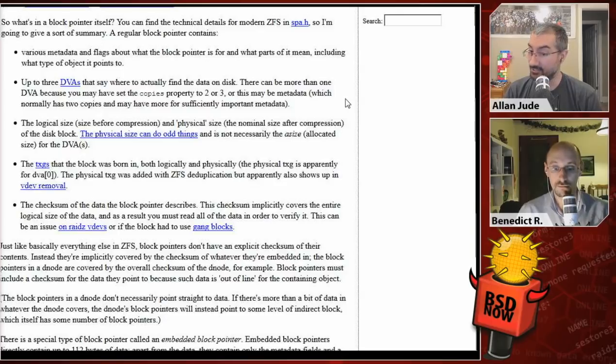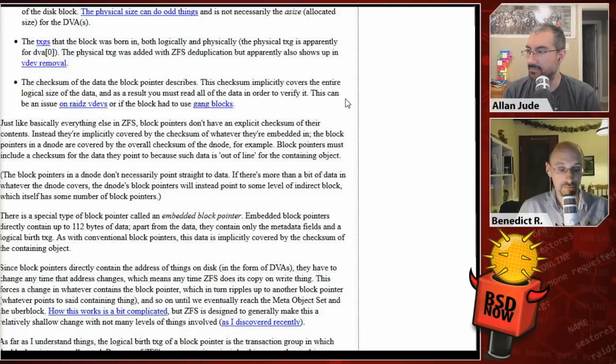It also has the logical size, so that's the size before compression and so on, and the physical size, which is the size after compression rounded up to sector sizes and so on. However, the physical size can do odd things, as it's not necessarily the A size, which is the allocated size. Because those could be different across different VDEVs and so on.